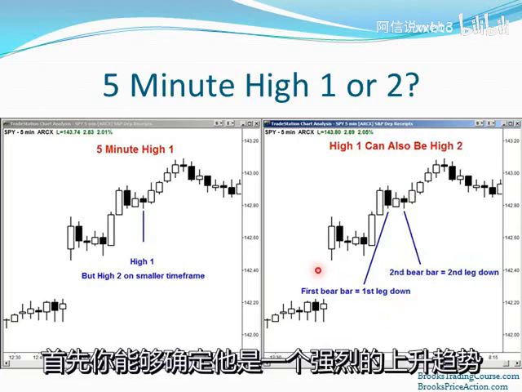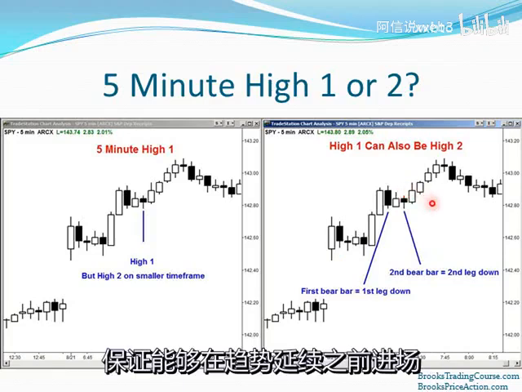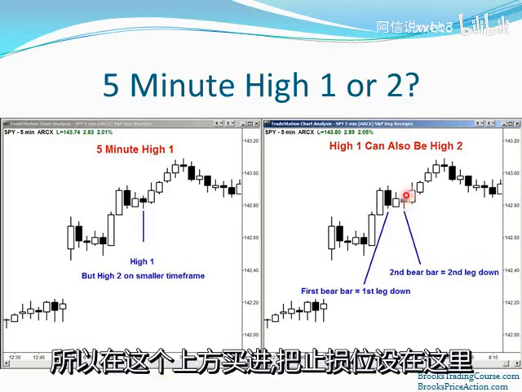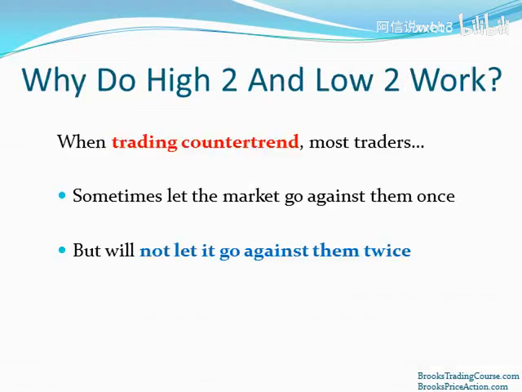Again, it doesn't matter. You just have to look at this and say it's a strong bull trend, and therefore you want to buy above the high of the prior bar to catch the resumption of the trend with small risk. So you buy above up here, and your stop is here, so you have small risk and probability.